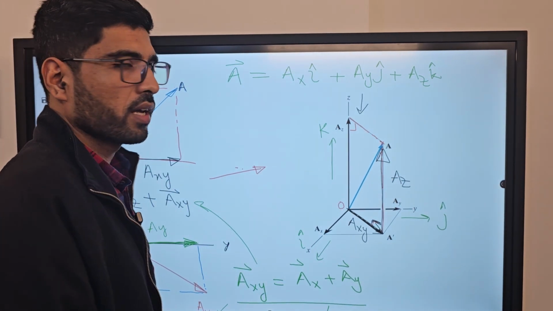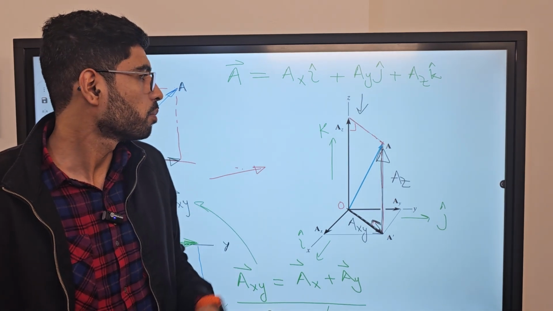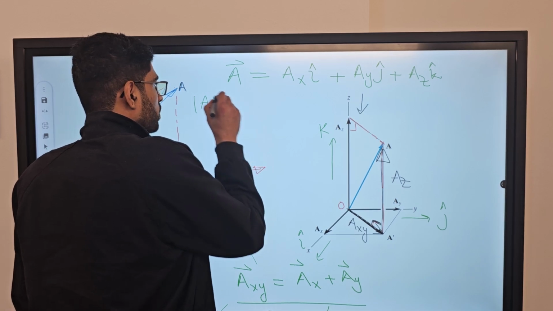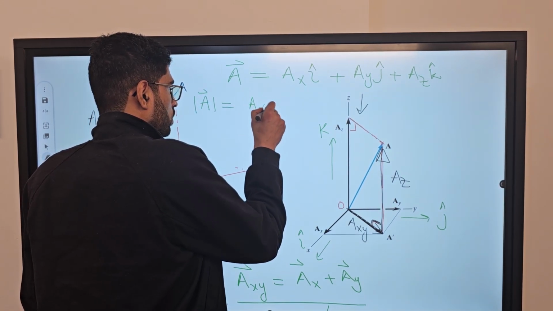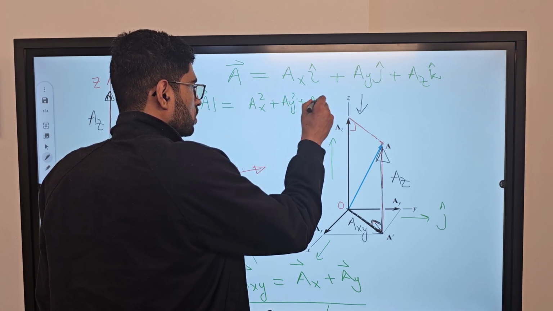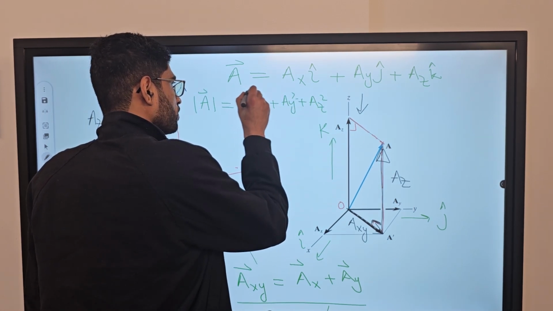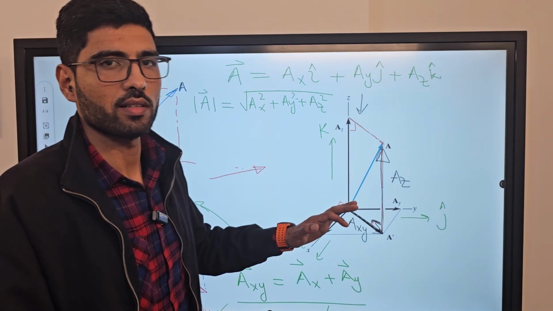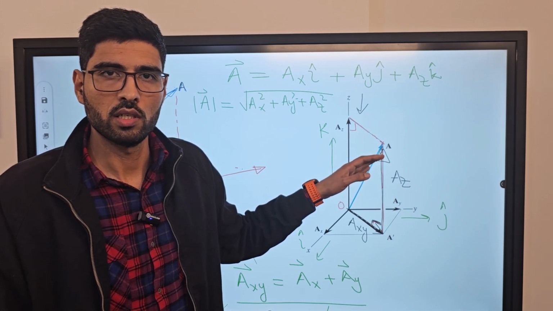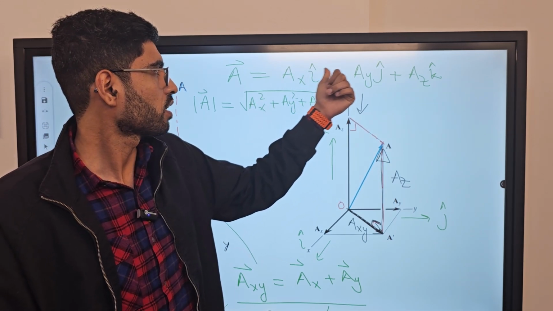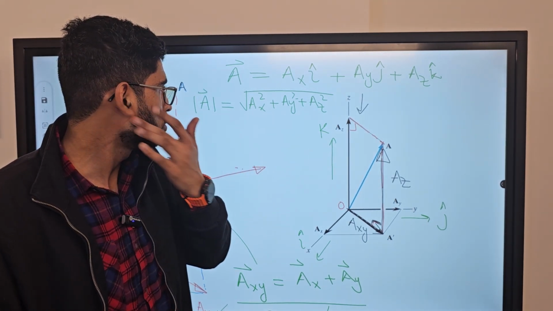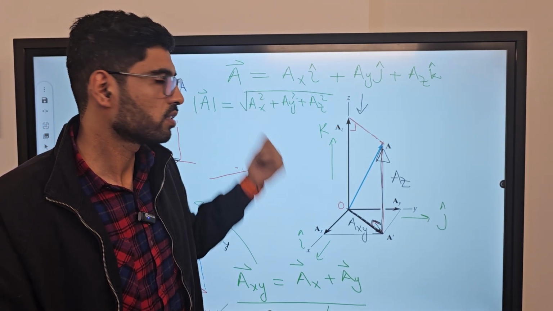And similarly, applying the same Pythagoras theorem, we can find the magnitude of this A vector. The magnitude of A vector will be equal to the square root of ax square plus ay square plus az square. So this is how we can represent a given vector in 3D in terms of its three components, axi plus ayj plus azk. And we can find the magnitude by taking the sum of the squares and then taking the square root, always using the Pythagoras theorem.